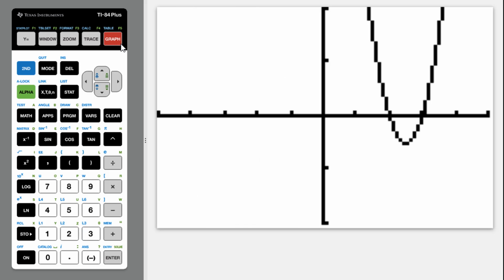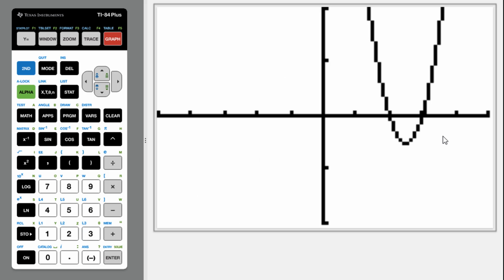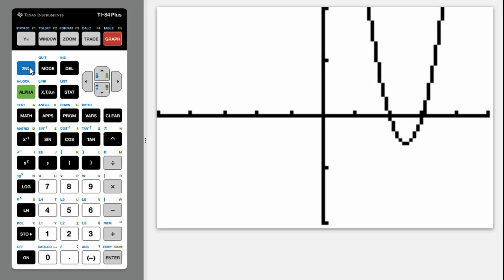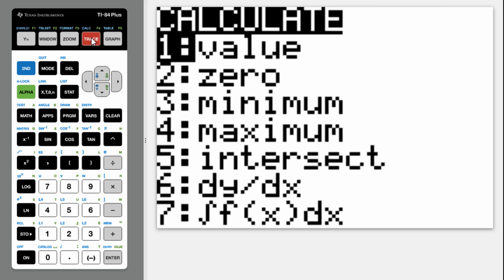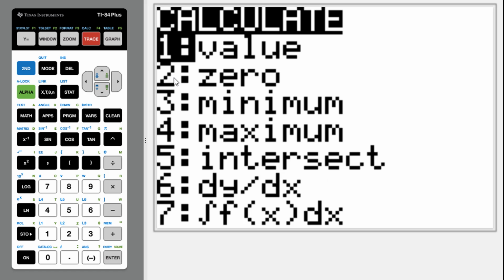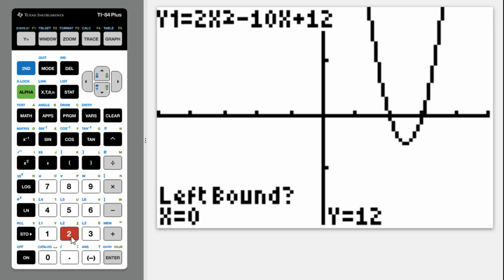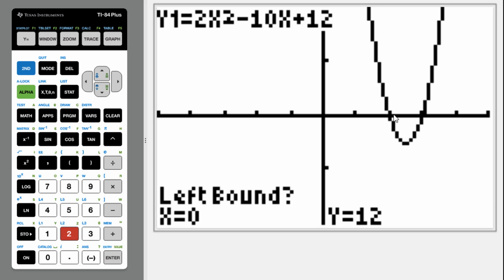Then we draw the graph. You could see this is a clear graph. Remember, still 1, 2, 3. And the minimum, you can use the graphing calculator to figure out. So let's go to second trace. Go to 2, that's zero. Zero means x-intercept.